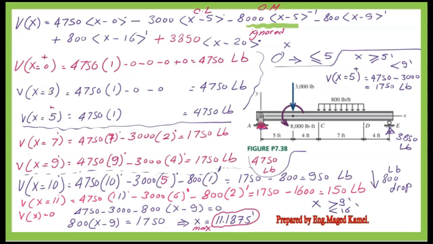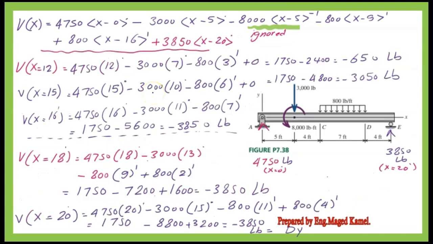So we take this item and move it to the other end, to the right side. So we have 800 multiplied by (x minus 9) equals 4,750 minus 3,000, which will give 1,750. We adjust the terms and get the value of x at maximum moment. It will be 11.1875 feet. This x is bigger than 9 but smaller than 16 feet.